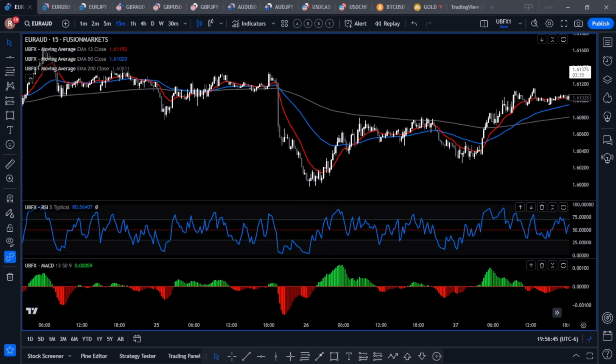Sure, we can keep that MACD as long as it's not getting in the way and as long as it's something that you can read. If you're looking at it and you're really not sure what the MACD is saying, get rid of it. But in this case, we have an idea of the market momentum, so this is something we can keep.